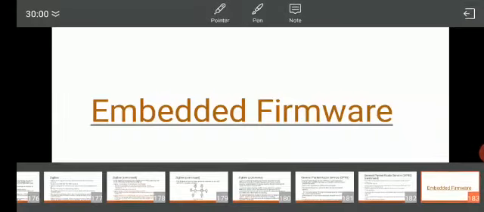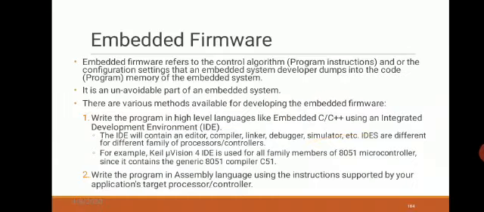Fine, so what is this embedded firmware? Embedded firmware refers to the control algorithm or the program instructions and or configuration settings that an embedded system developer dumps into the code memory of the embedded system. So we have to dump the code which we have written into the code memory of the embedded system. It is an unavoidable part of the embedded system. We cannot change that. It is unavoidable. It means that we cannot neglect it. So we have to dump the program which has to be run on the processor.